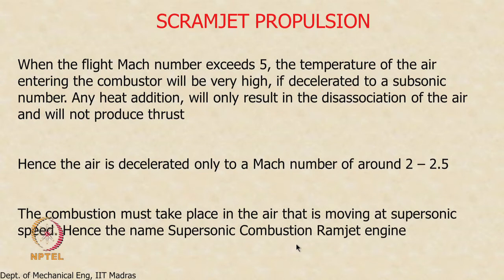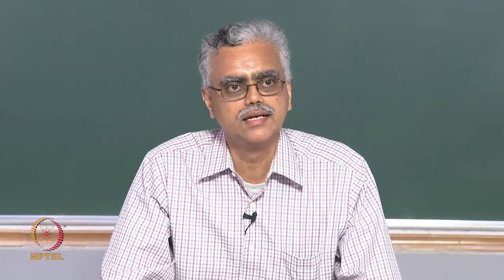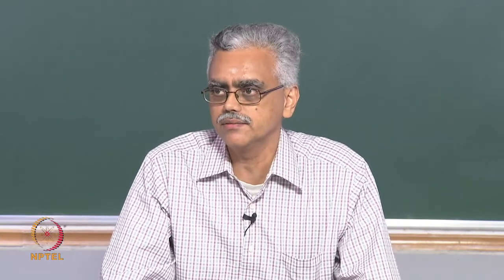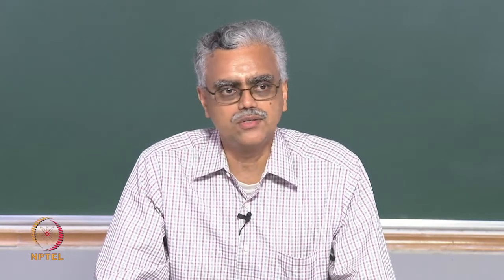In the ramjet combustor, combustion takes place at subsonic Mach numbers, whereas in the scramjet engine, the combustion must take place at supersonic speeds. This is an extremely challenging task, both this and designing the intake. If you remember, we said that in ramjet, the most critical component is the intake, and in a scramjet also, the most critical component is the intake. In addition, now we have added to the list of critical components the combustor also, because of the technical challenge of having sustained combustion and heat release in air which is moving at supersonic speeds.